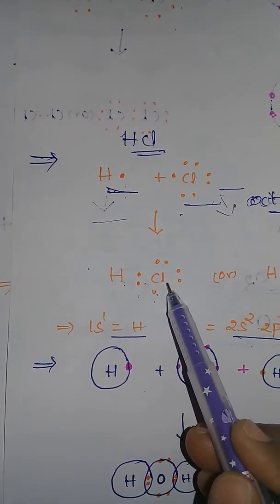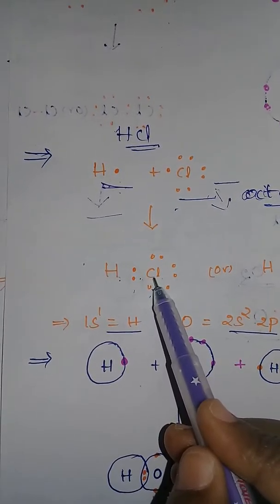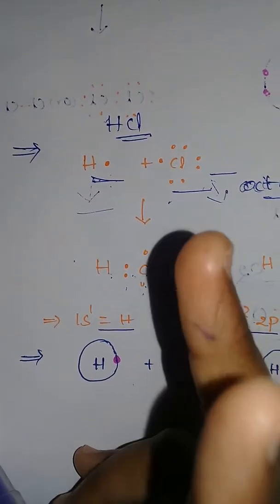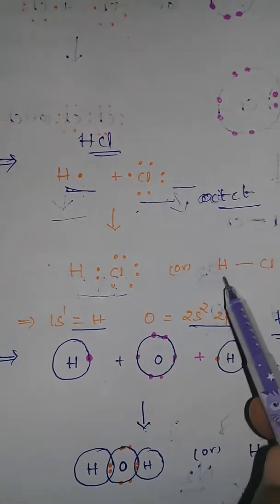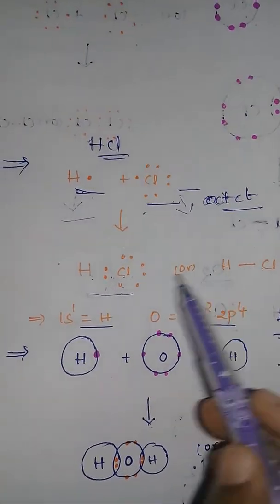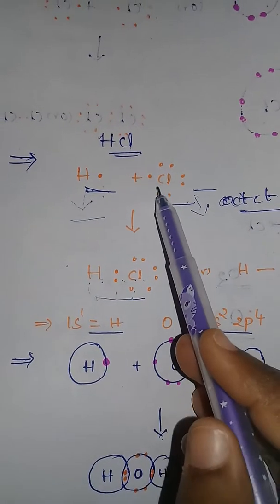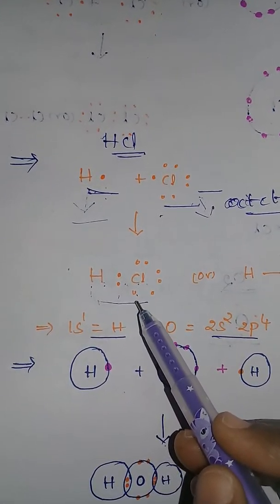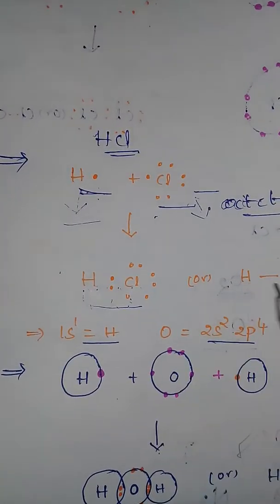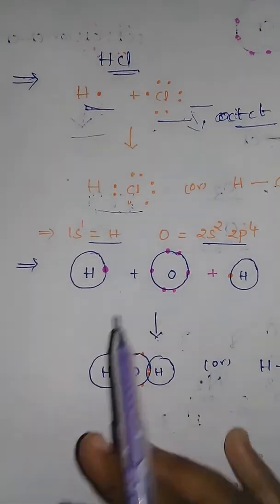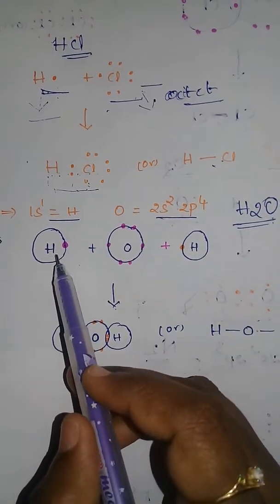So between H and Cl, 2 electrons are shared. By sharing these 2 electrons, 1 covalent bond is formed in HCl. By sharing these 2 electrons, hydrogen attains duplet structure and chlorine attains octet structure. And then go for the H2O molecule.